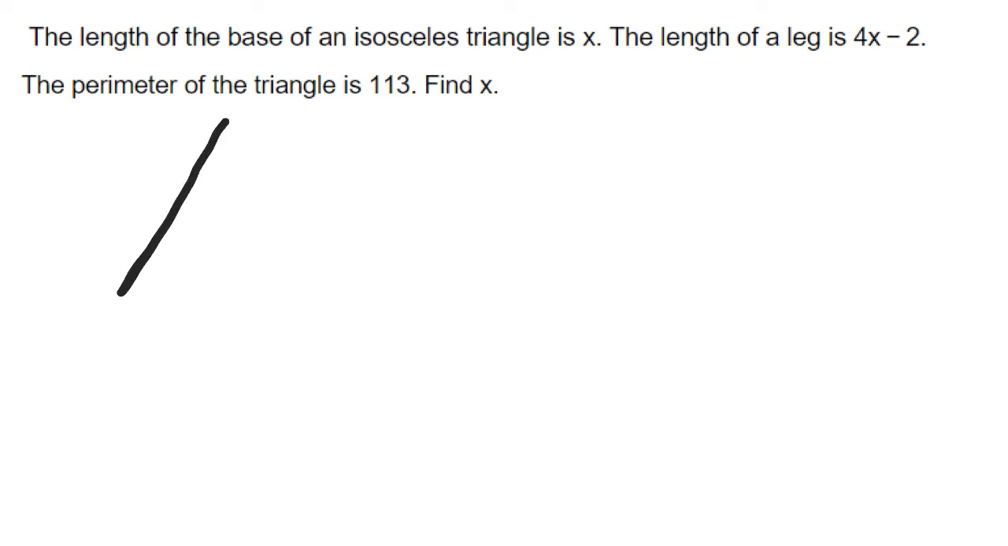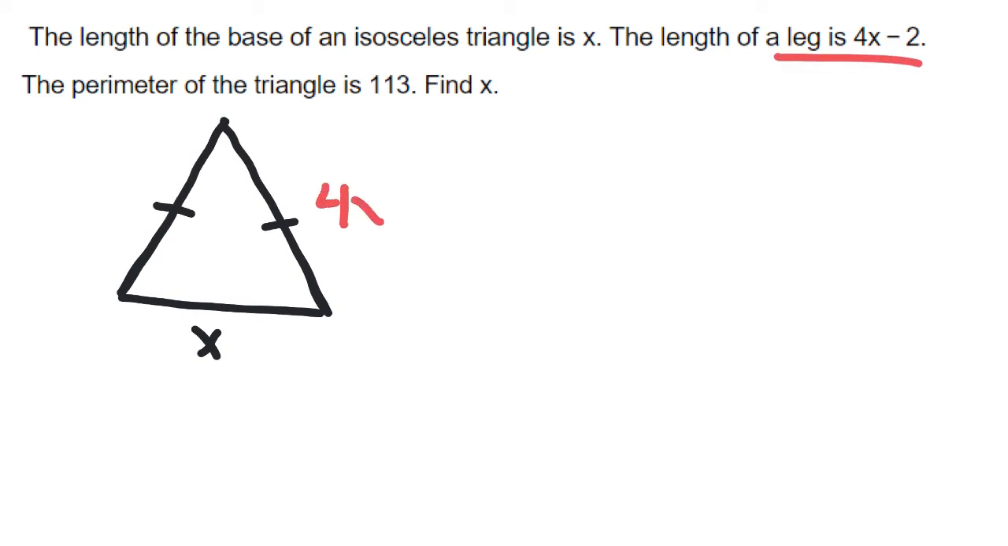For the next example, it says the length of the base of my isosceles triangle is x. So I'm going to draw my isosceles triangle with my congruent sides. And it says the length of the base is x. The length of a leg, which is one of the congruent sides, is 4x minus 2. So now this is 4x minus 2. Now, since the sides are congruent, I can also label this as 4x minus 2. Then it says the perimeter of the triangle is 113. So this means that the distance to go all the way around this triangle is 113.